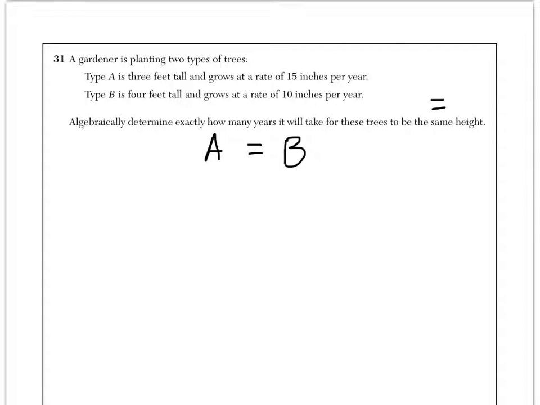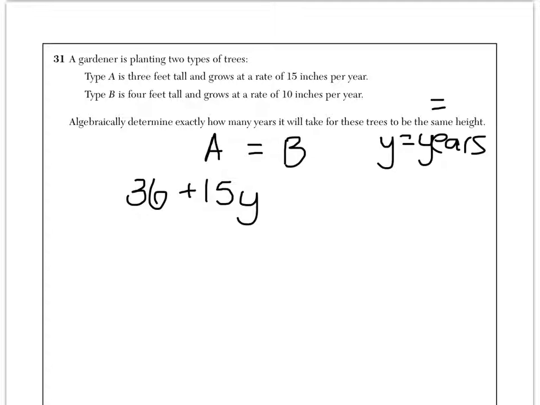So I know that type A is originally 36, aka 3 feet tall, and grows, so it's going to increase at a rate of 15 inches per year. And I'm going to say Y is years. I should have put that first, just because I always tell you guys to define your variable at the beginning, so let's not forget to do that.